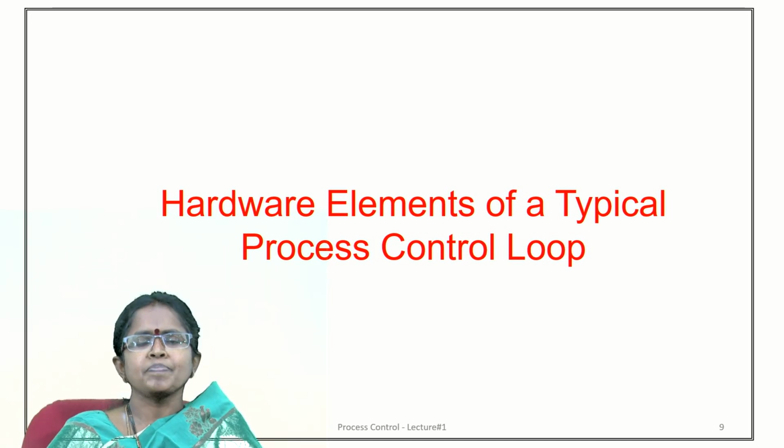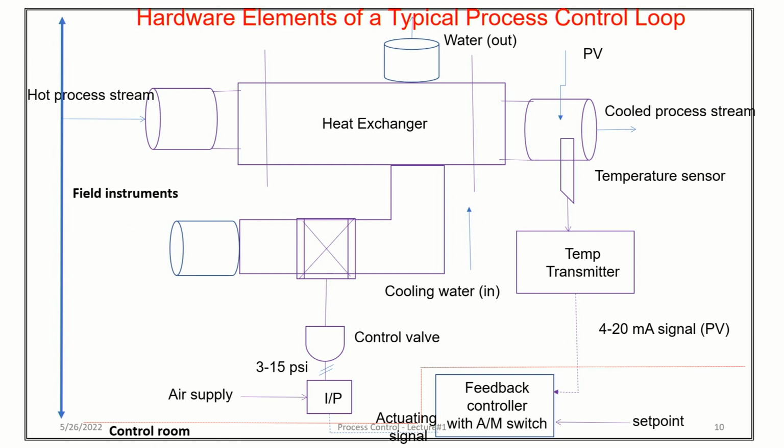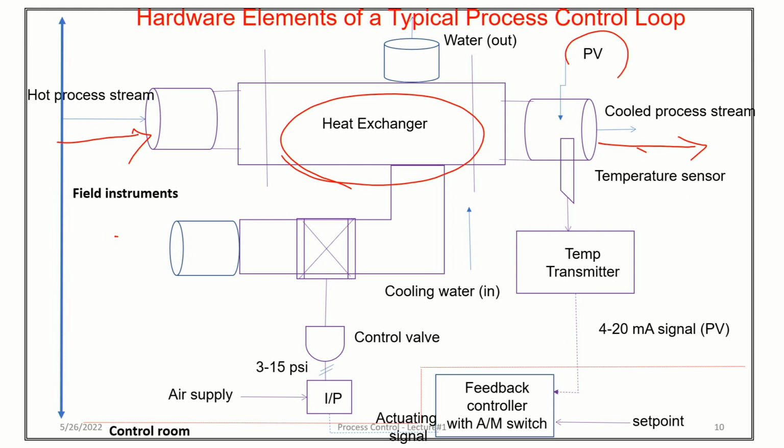Then coming to the hardware elements of a typical process control loop. I have taken a simple example, a heat exchanger, to explain the hardware elements present in the process control loop. This is a heat exchanger example. There is a hot process which is going inside, and there is a cold process, steam, which is coming out, right? This is your process variable. I will tell you what is meant by process variable, and another one is the manipulated variable. I will tell you the definition of the manipulated variable.